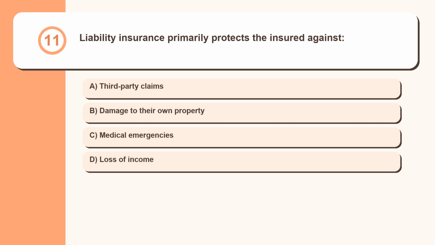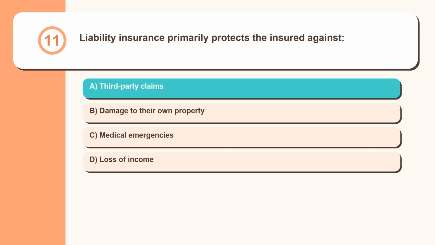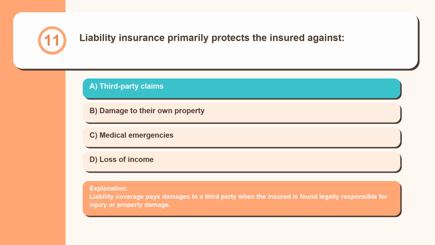Question 11. Liability insurance primarily protects the insured against third-party claims, damage to their own property, medical emergencies, loss of income. Liability coverage pays damages to a third party when the insured is found legally responsible for injury or property damage.